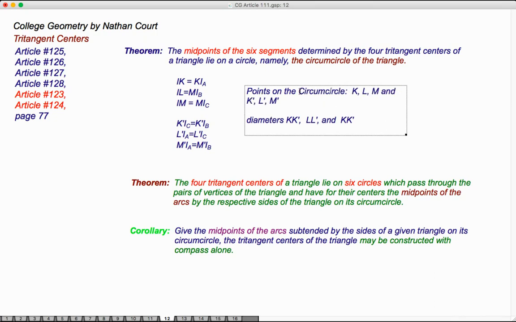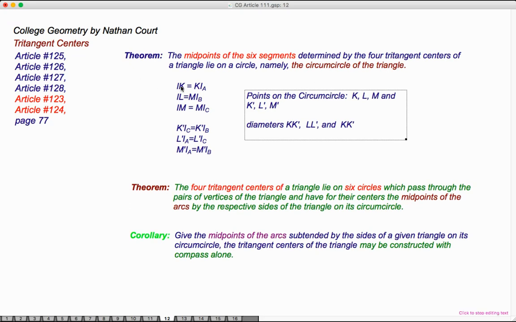The circumcircle, points K, L, and M. These are the midpoints of the minor arcs, and K prime, L prime, and M prime are the points on the major arcs. And we also know from article 122 that KK prime is a diameter, LL prime is another diameter, and MM prime is a diameter. Furthermore, I, K, I sub A are collinear to each other, and K is the midpoint of I sub A, or the diameter I sub A has midpoint K.